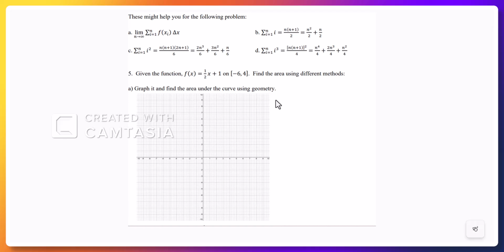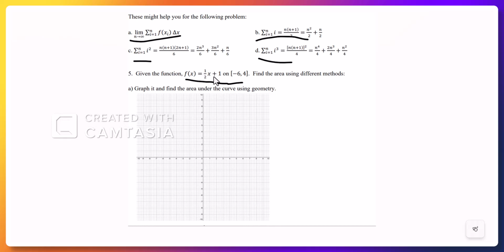Hello, everyone. Today we are doing exam 4, page 4 and 5, question A, B, and C. So this is going to be like finding the area under a curve using this function as given from f of x and throughout the intervals from -6 to 4. And then we have some examples up here that we may use throughout the questions. So first, let's start out with finding the area using geometry.